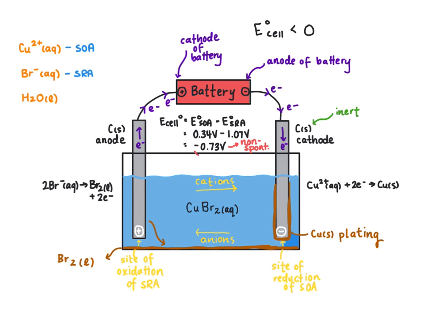We can use this value to understand the minimum potential needed to operate the cell, and that is going to be the positive or 0.73 volts. So our battery must be at least 0.73 volts for this cell to operate.